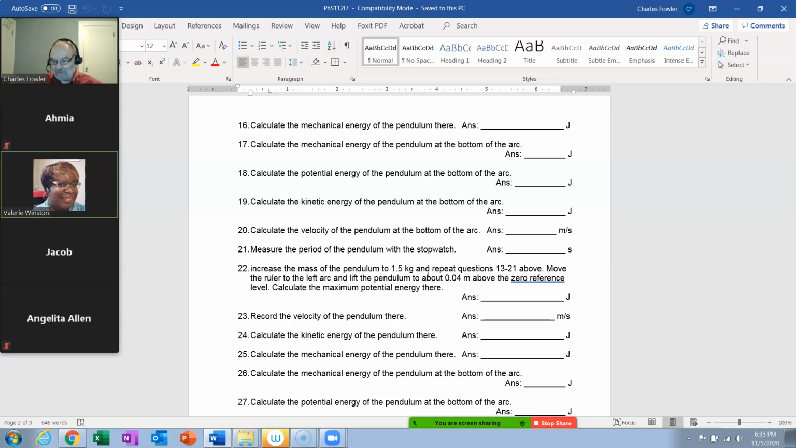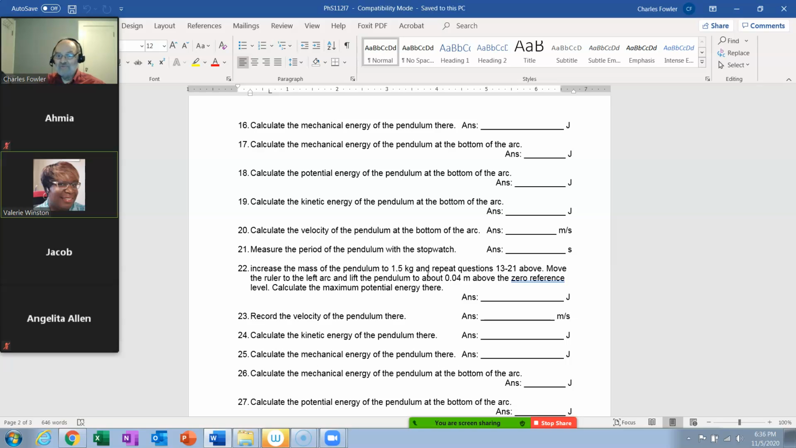So that is now going to be 1.5 times 9.8 times 0.04. And what does that give us now? I can't read it. Okay, the maximum potential energy there, 0.588 joules, right? Now that was an increase from what we had before, right?